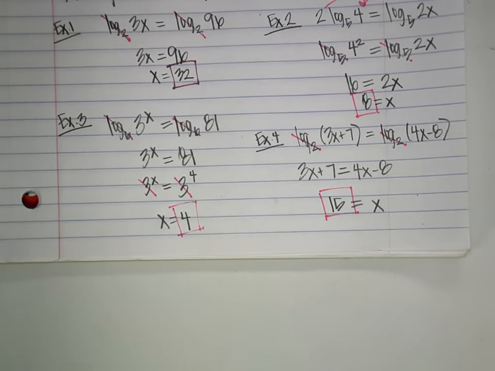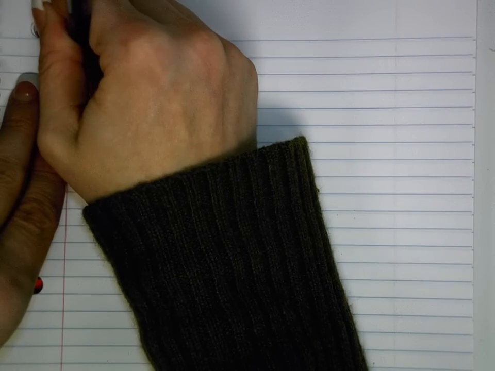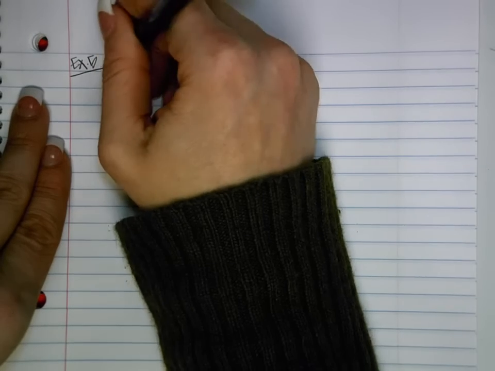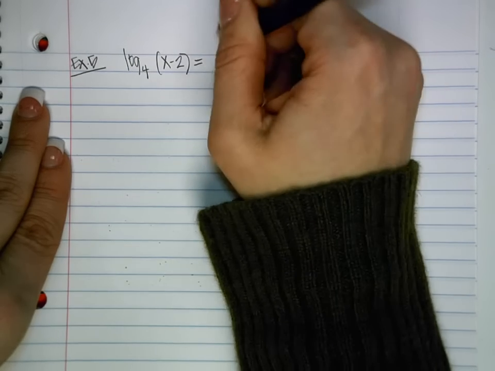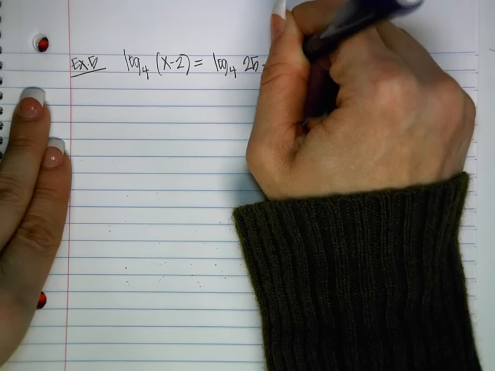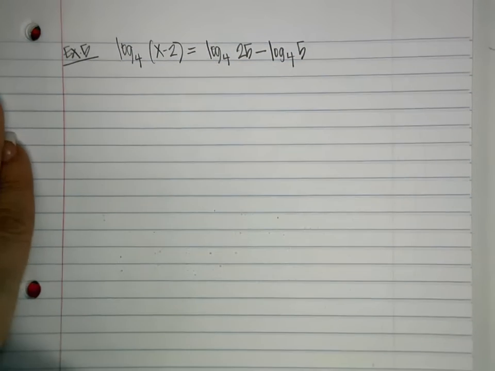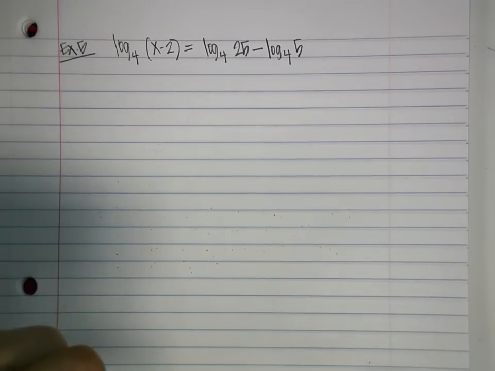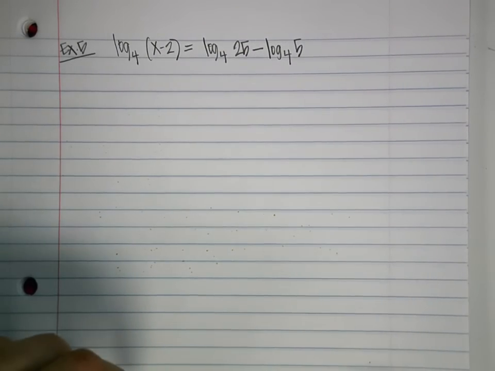Okay, so up until now, I think this was fairly simple, right? Okay, we're going to make it just a little bit more complicated in this next one. For number 5, let's try log base 4 of x minus 2 equals log base 4 of 25 minus log base 4 of 5. Now we actually need to do that first step.